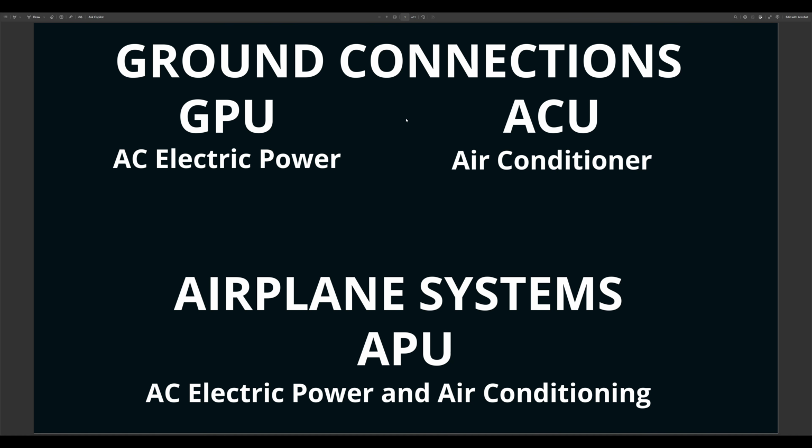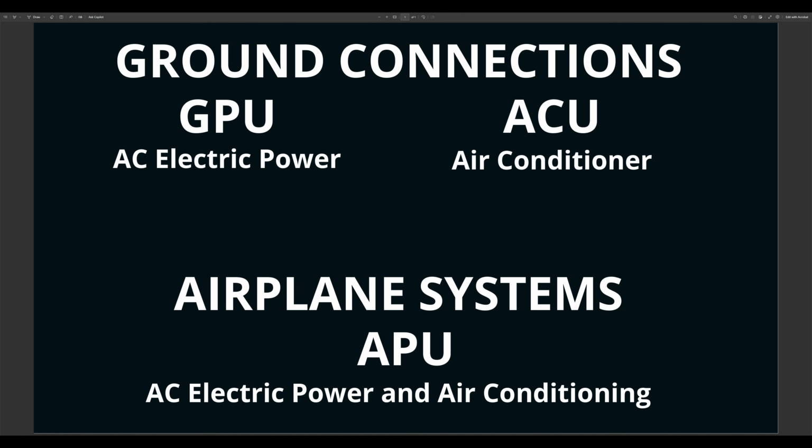If you are going to need air conditioning and an external air conditioning unit is not available, you can use airplane systems like the APU to provide you alternate current electric power and the air conditioning. So first you need to decide what you are going to use. Today, as we are in São Paulo, this is a big airport. We are assuming that we have both the GPU and the ACU available for our flight today.